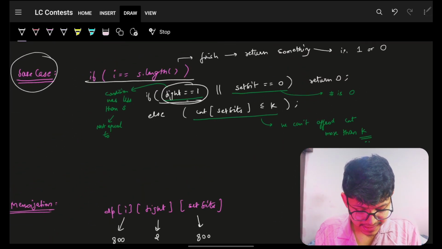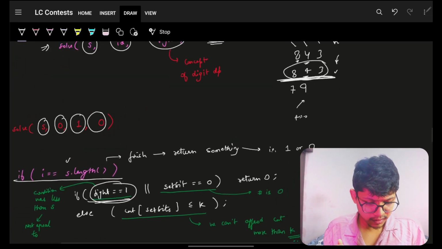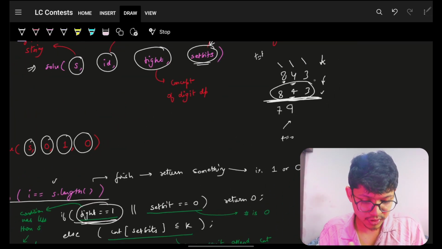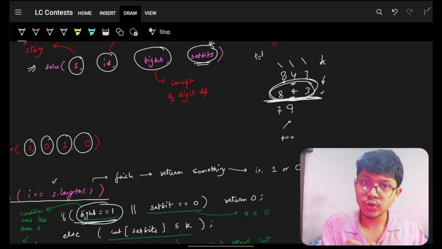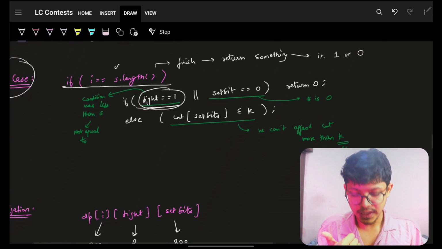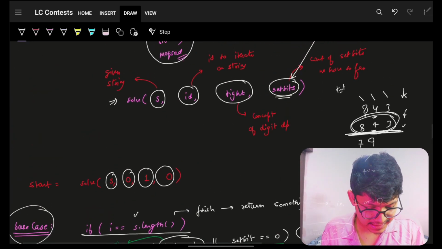So if the tight is 1 in the very end, which means that the number you built previously, up to the index n minus 1, was actually exactly equal to n, which you don't want. So simply return a 0, because you want a number less than n.